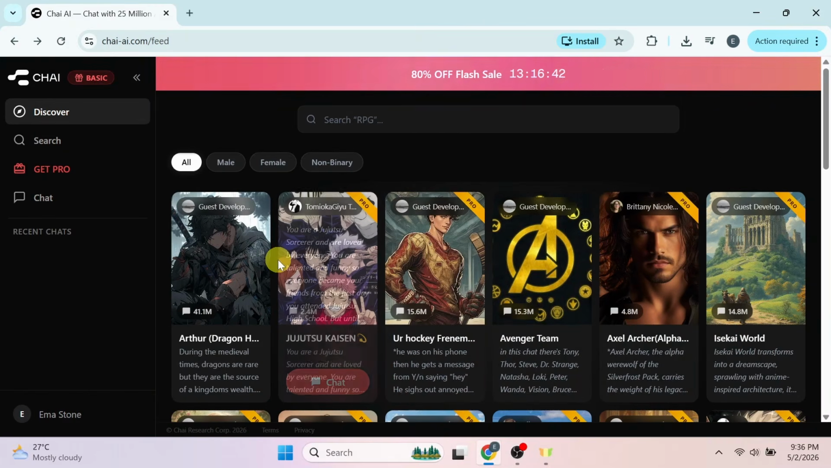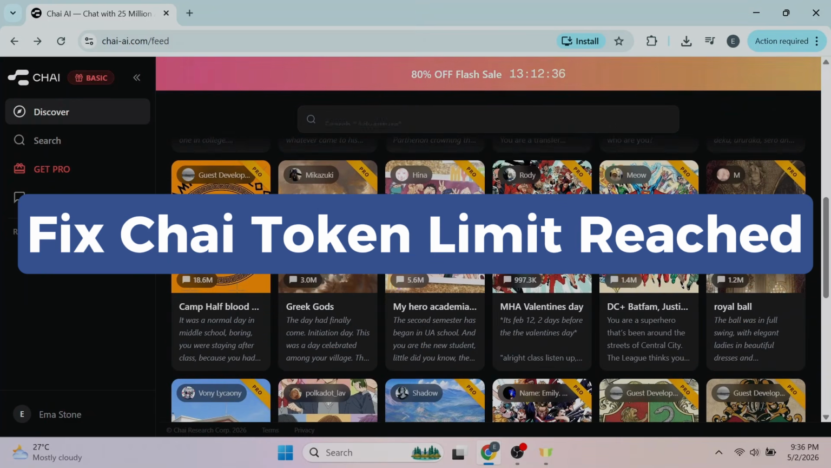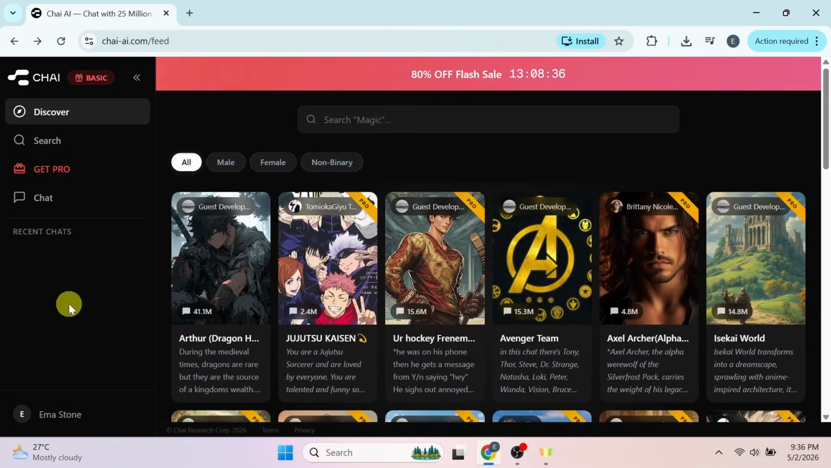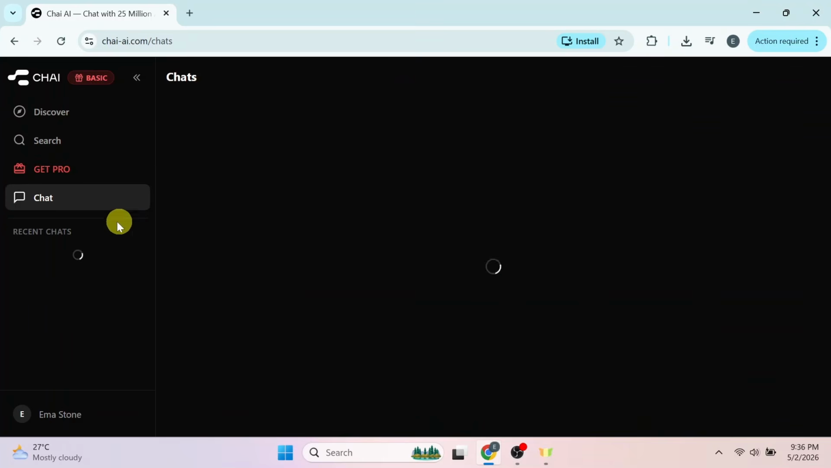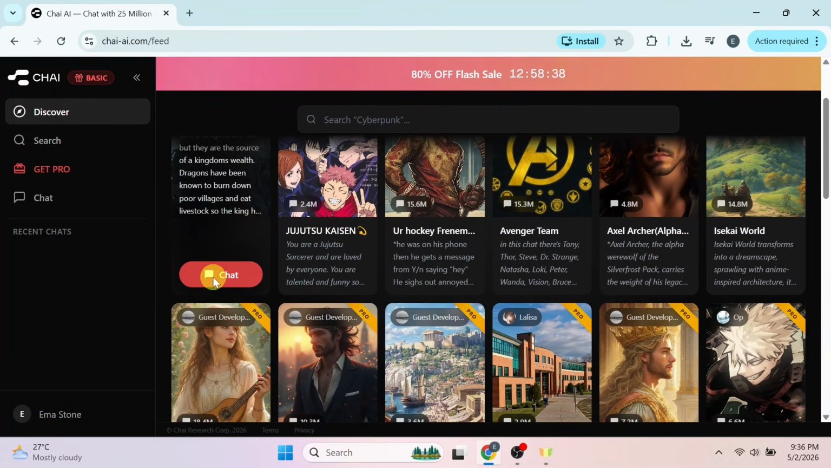In this video, I'm going to show you how you can fix Chai token limit reached. So let's get started. First, you need to know why this happens. Chai limits include number of messages per day, total tokens including input and output text both, and free tier usage. That means long chats equal more tokens, and that means faster limit hit.